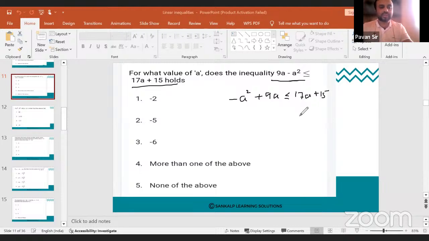So once you rearrange the equation, change the sign. I will multiply throughout by minus. So minus a square will become plus a square, plus 9a will become minus 9a. When I change the sign, the inequality sign also will change. So here it will become minus 17a, and throughout I multiplied by minus, so the inequality sign obviously will change.